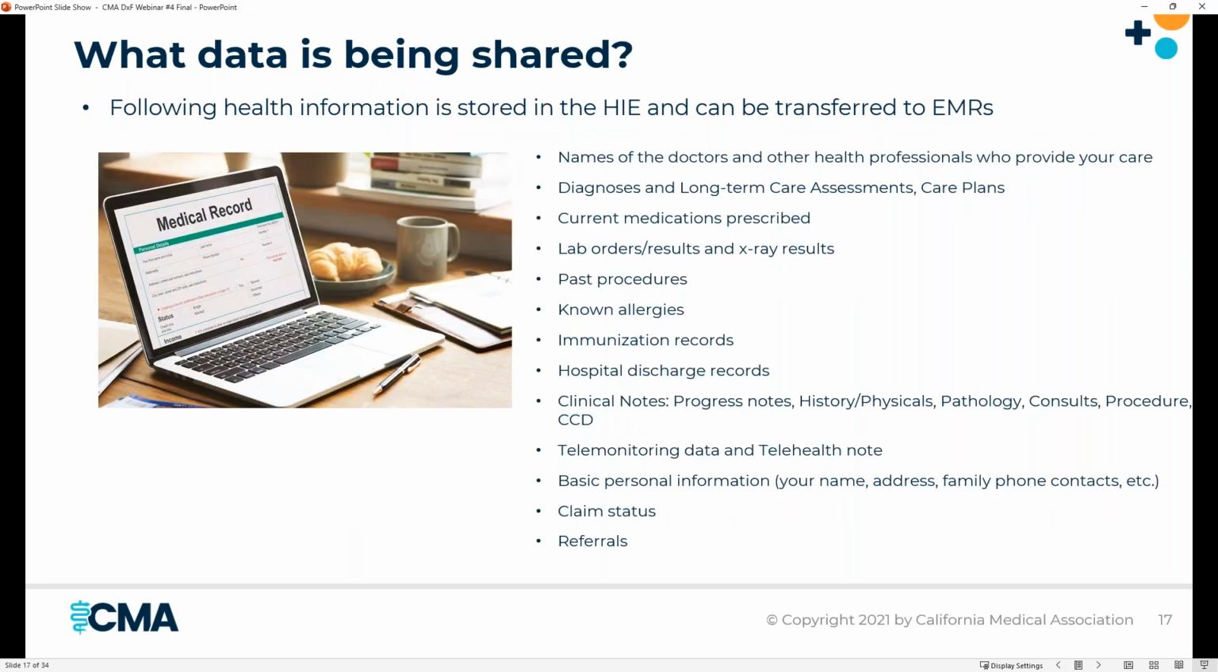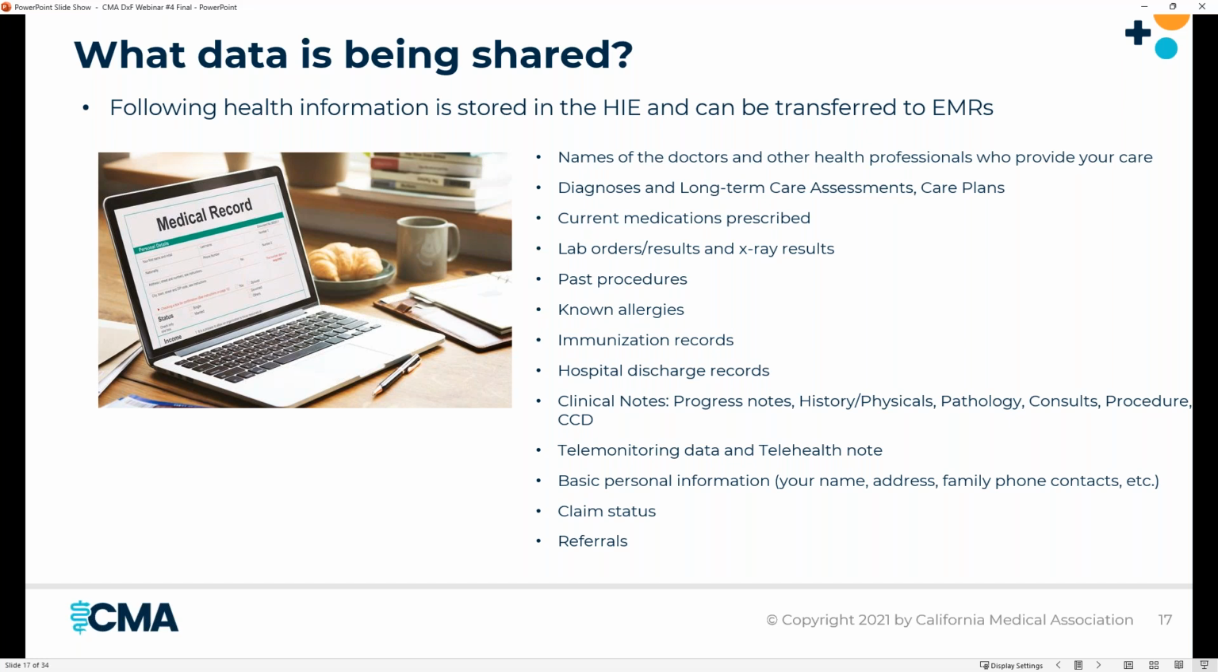A lot of questions I get is, what data is being shared? And I wanted to lay out a list of what you're seeing. Usually anyone connected to the HIE has agreed to share their data as well. So it's not just you procuring data and getting data. The minute you join an HIE, you've decided to share the data that you have. So what is that data?